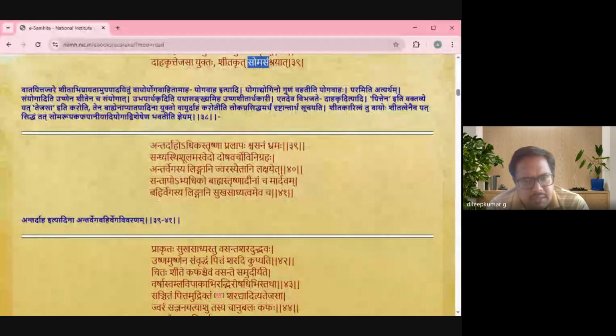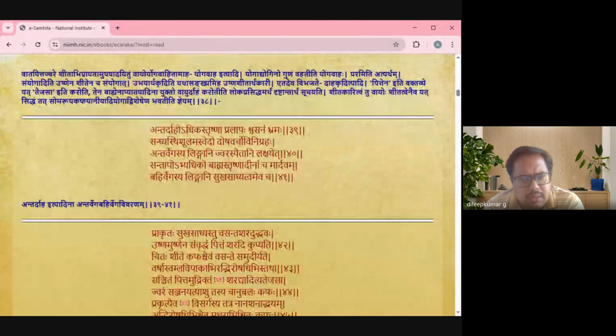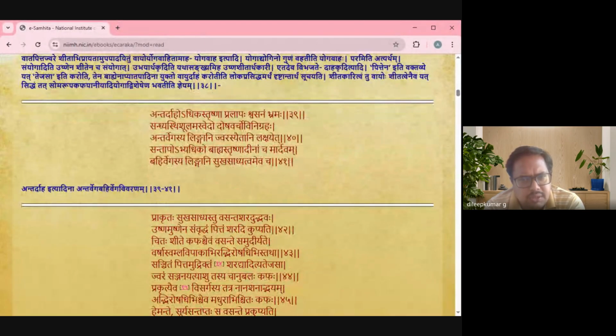Next, there is a description about Antarvega Jwara, Bahirvega Jwara. Antarvega Jwara is characterized by Antardaha, Adhika Trishna, Pralapa, Shwasanam, Brahma, Sandhi Asti Shula. Underline this one. Sandhi Asti Shula is seen in Antarvega Jwara. Dosha Varcho Vinigraha, constipation, oliguria, etc.